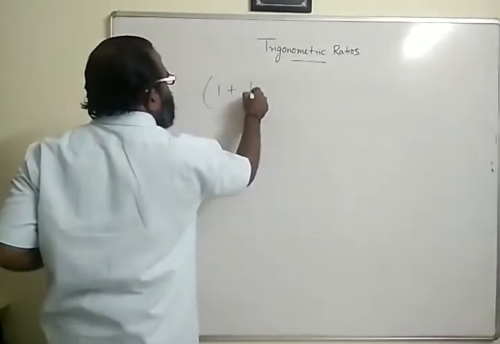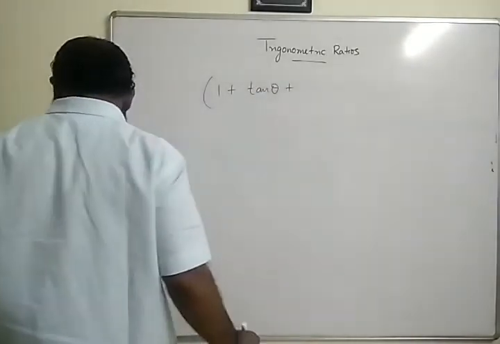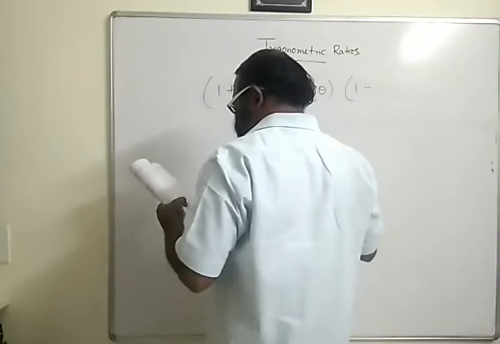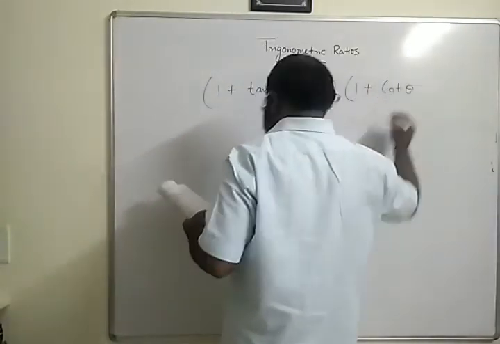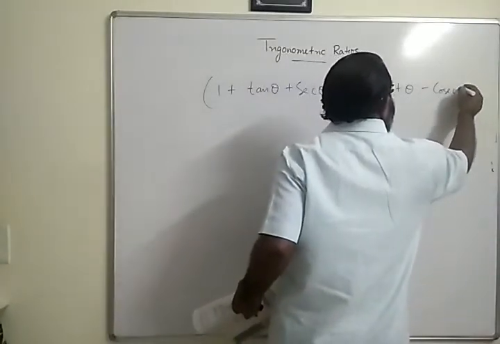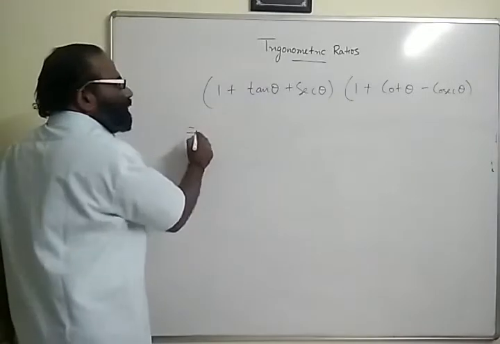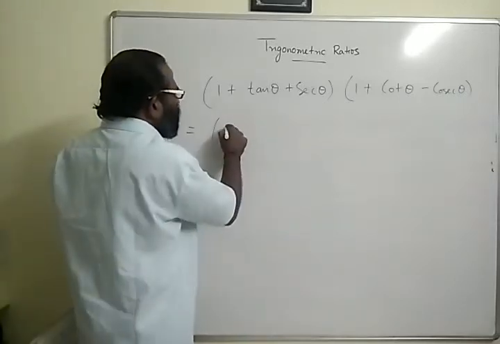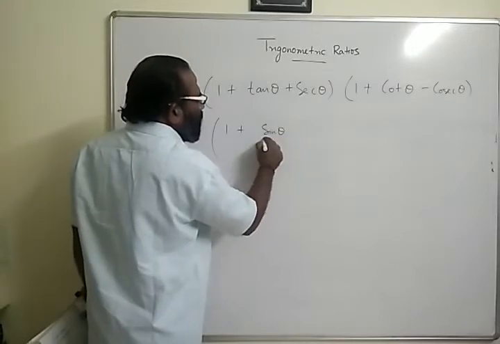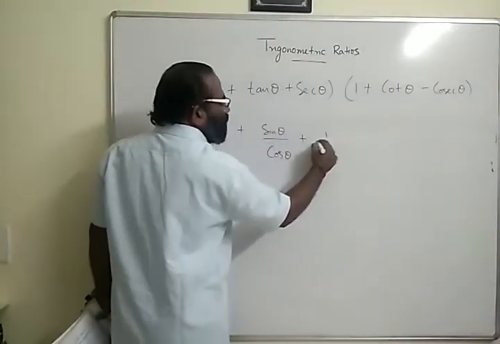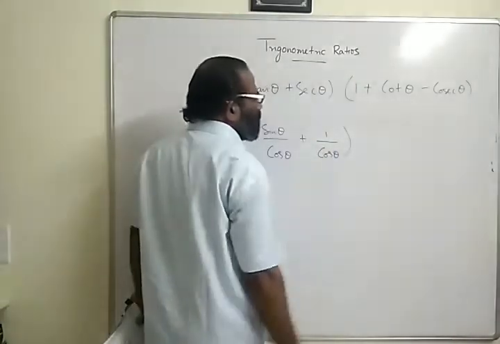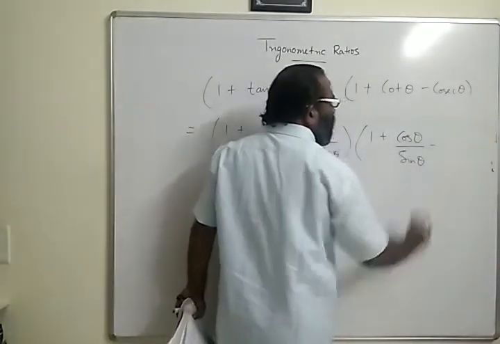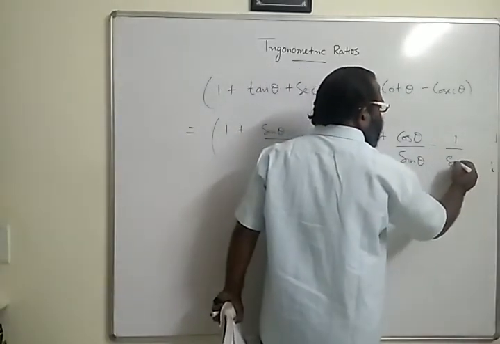One plus tan theta plus secant theta, into 1 plus cot theta minus cosecant theta. Now in this we have tan, secant, cot, cosec. Let us make everything in terms of sine and cos. So what do we get here? (1 plus sine theta by cos theta plus 1 by cos theta) into (1 plus cos theta by sine theta minus 1 by sine theta).